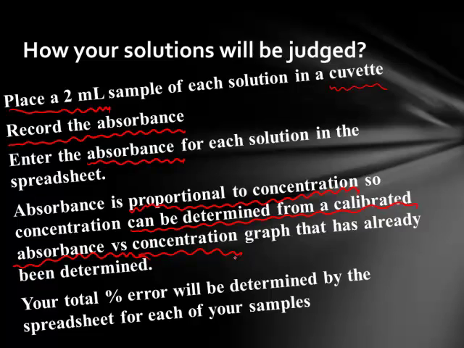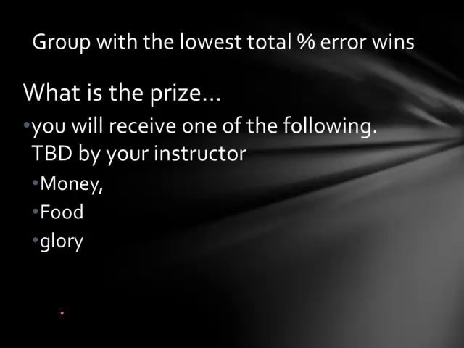That's already been determined. The spreadsheet will give you your percent error, and we'll be able to add those together and decide how you fared. Were you accurate with your measurements and your calculations? So the group with the lowest total percent error, as we add all of those percent errors together, wins. What's the prize, you ask? You will receive one of the following to be announced by your instructor: money, food, glory.